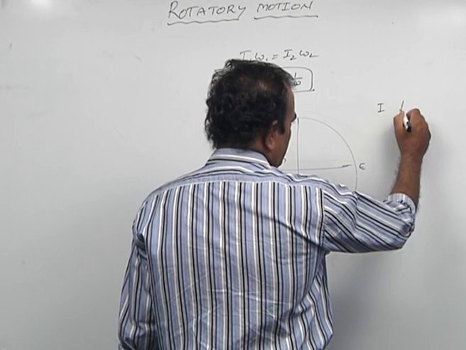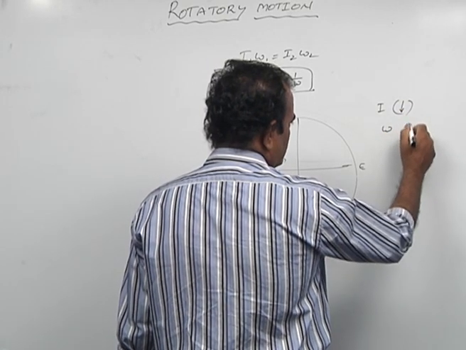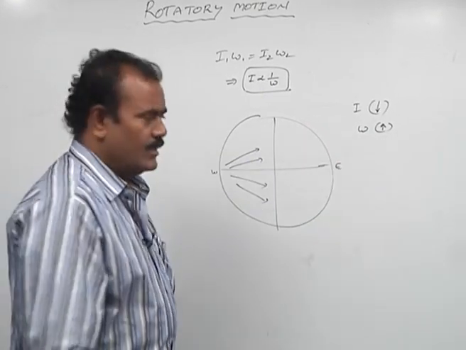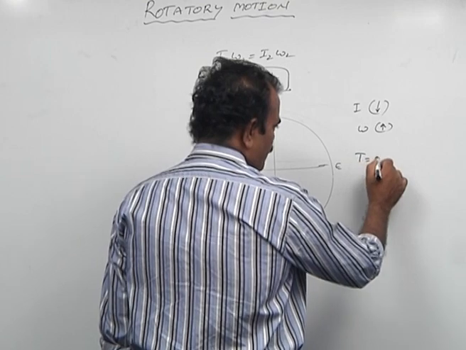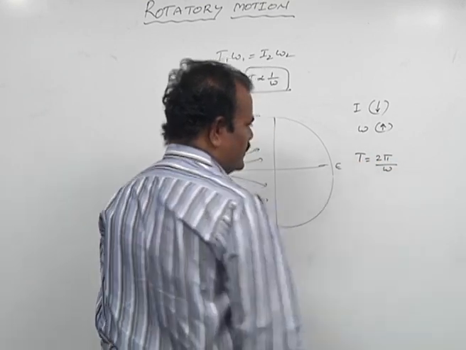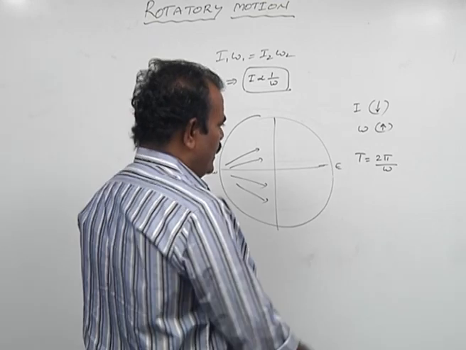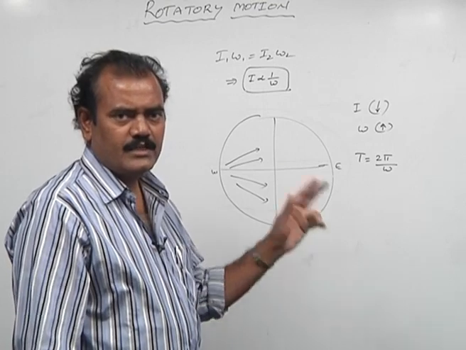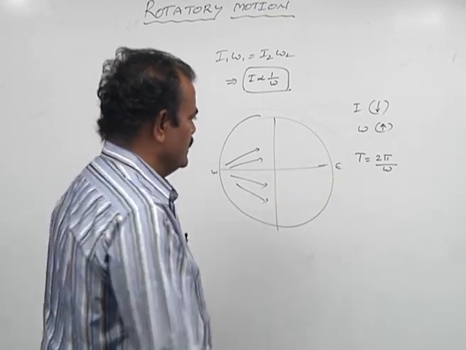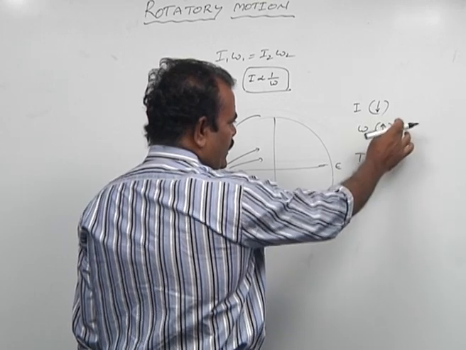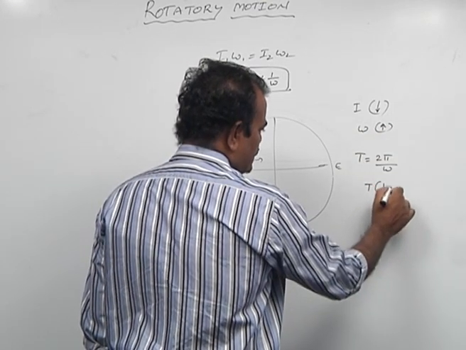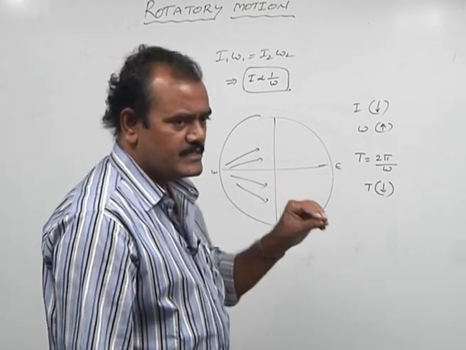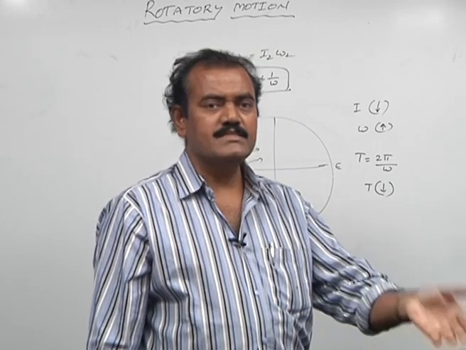I decreases in this case, and according to the conservation of angular momentum, omega increases. Now we come to the formula T is equal to 2 pi by omega, where T is the time period of the self rotation of the earth, which is 24 hours. Omega increases means T decreases. That means the earth completes its rotation in less than 24 hours.